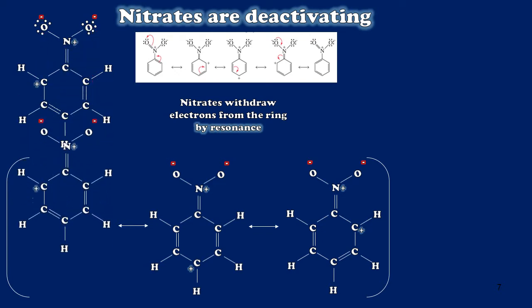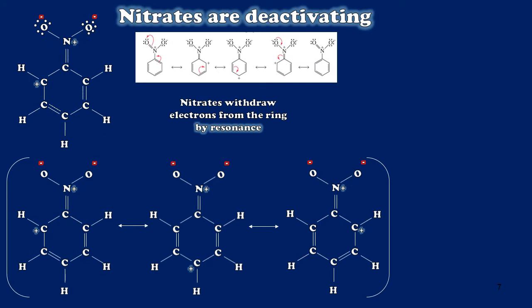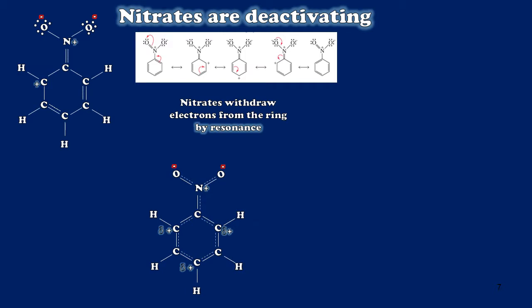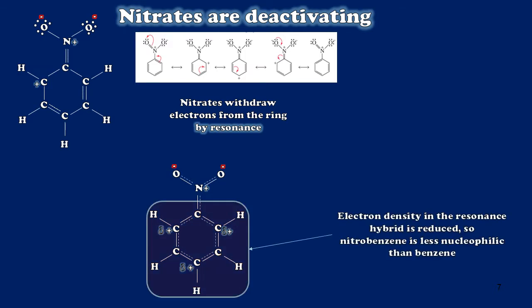So in all of these resonance contributors, we can see that there is positive charge on the ring, meaning that the resonance hybrid itself is expected to be less reactive in an electrophilic aromatic substitution, because the effect of the nitrate is to withdraw electron density from the location that we need to be nucleophilic.